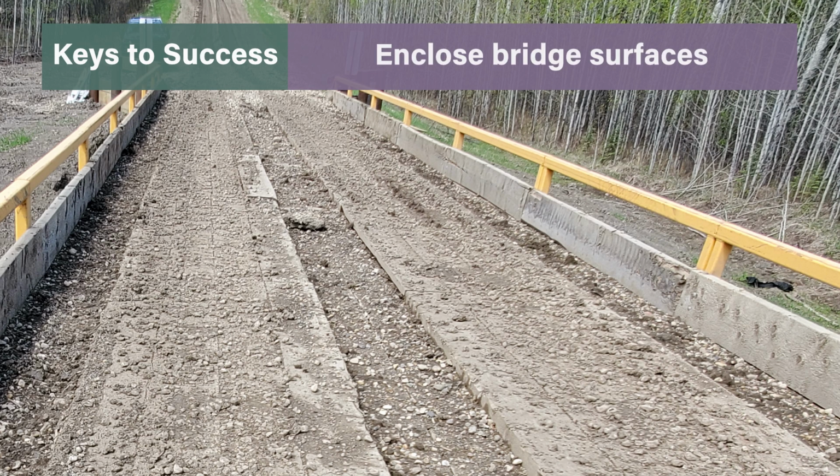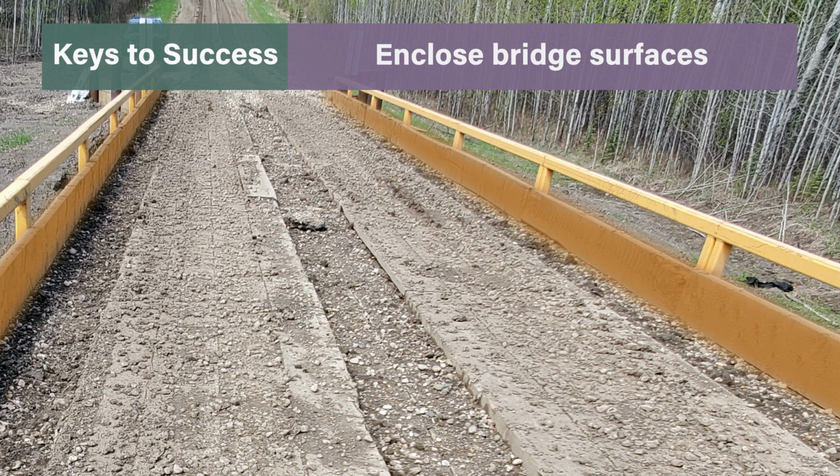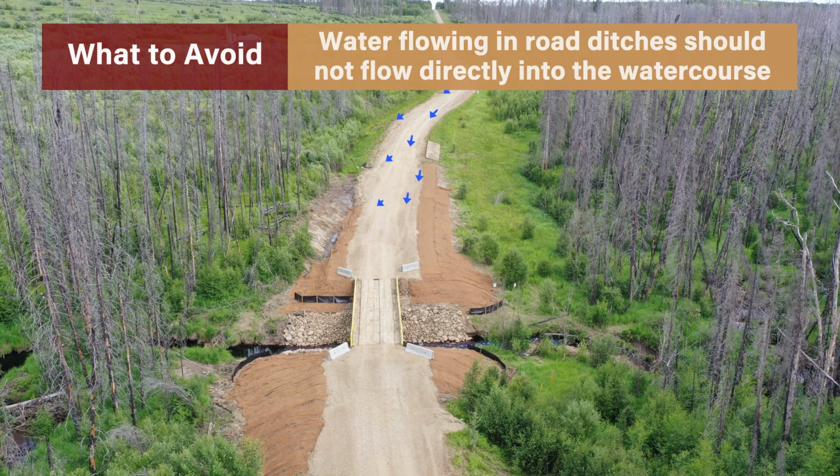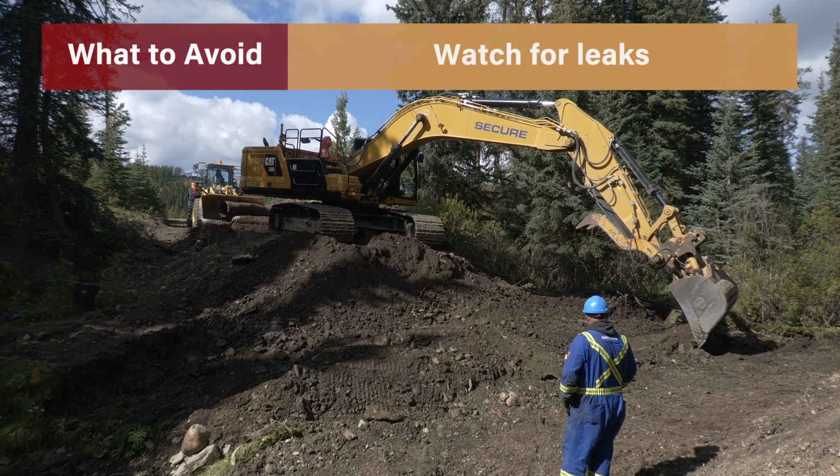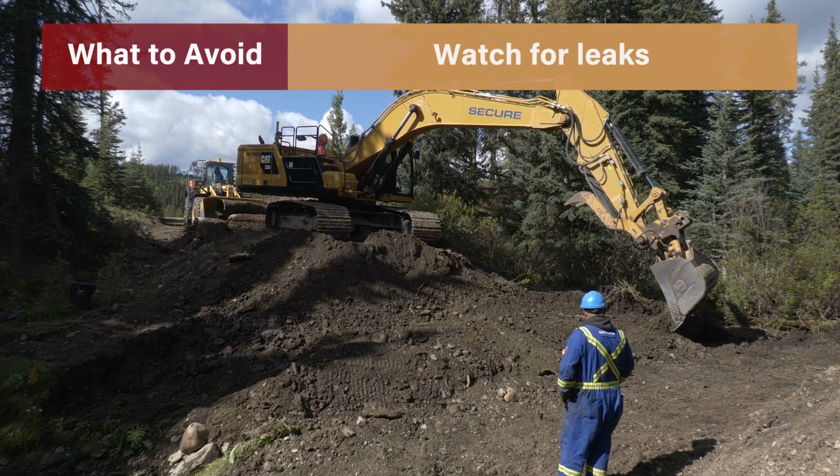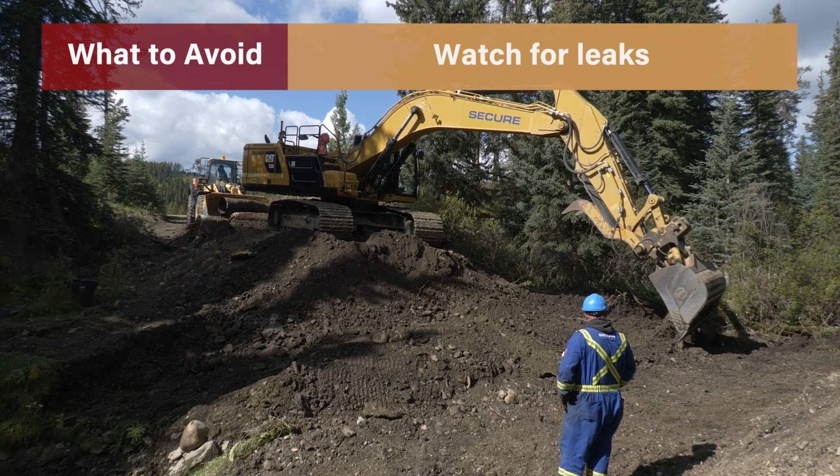Bridge surfaces must be enclosed to prevent road gravel from entering the stream. Common methods include wrapping stringers or bottom rails with a geotextile filter fabric or installing kickboards. Water flowing in road ditches should not flow directly into the watercourse. It should be directed away from the road well in advance of the watercourse crossing and diverted into an area with stable vegetation. Do not use leaky machinery or fuel equipment within 100 meters of the watercourse.